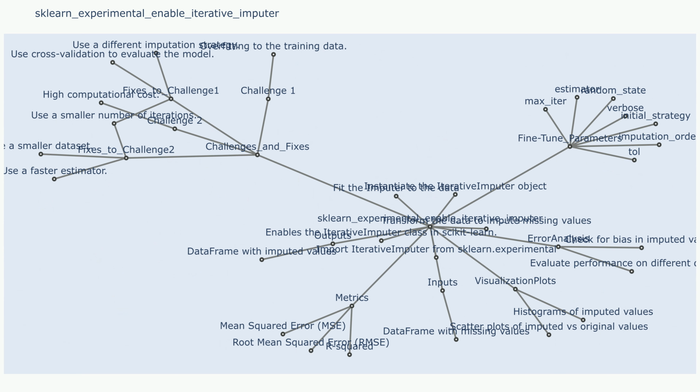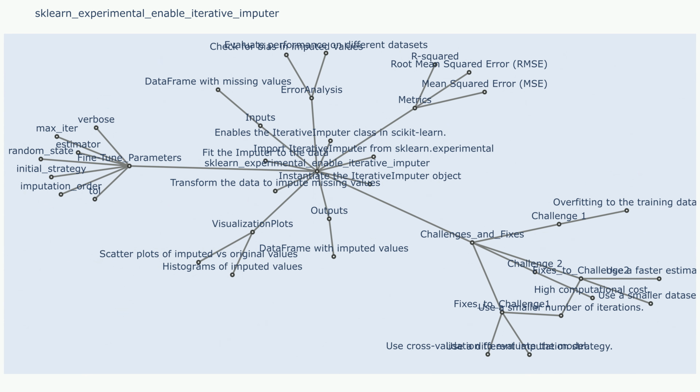Challenge 3. Sensitivity to data distribution. The iterative imputer can be sensitive to the distribution of the data, particularly for nonlinear relationships. Sample use case that resulted in challenge 3: a dataset with a skewed distribution of features. Fixes to challenge 3: consider using a nonlinear estimator or transforming the data before imputation to handle nonlinear relationships.